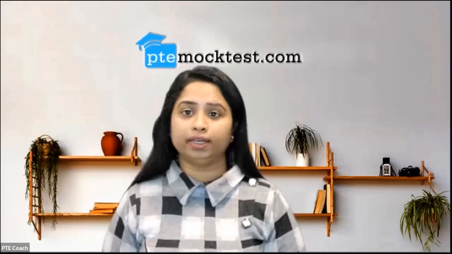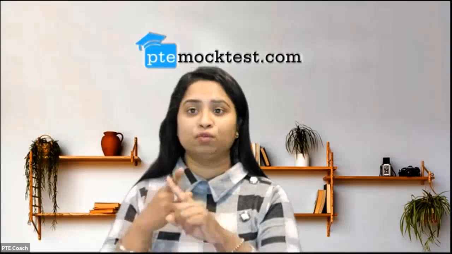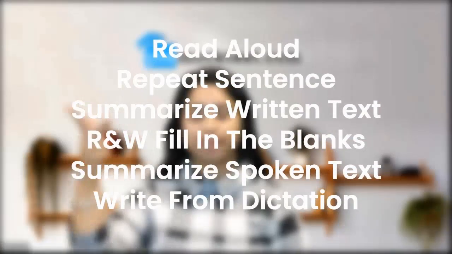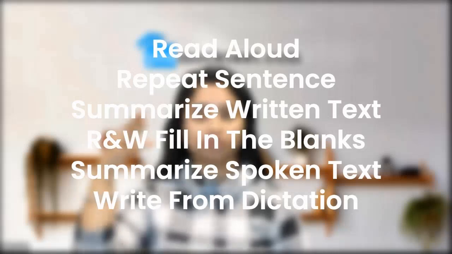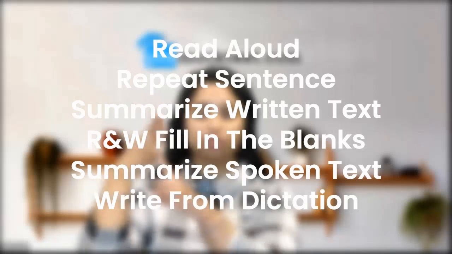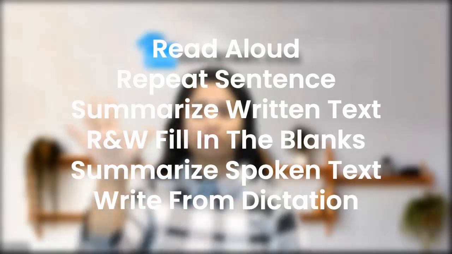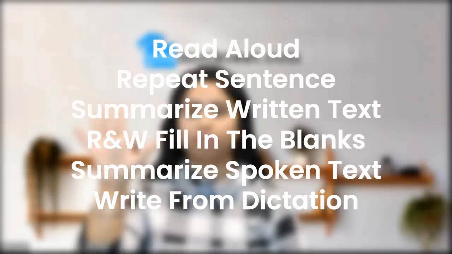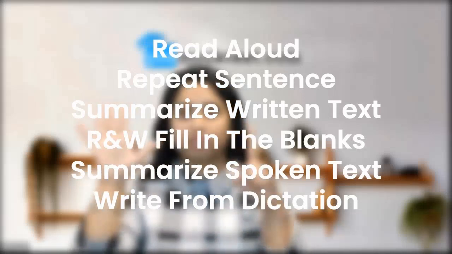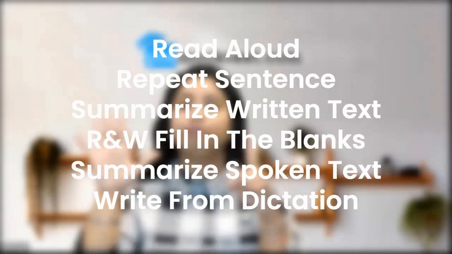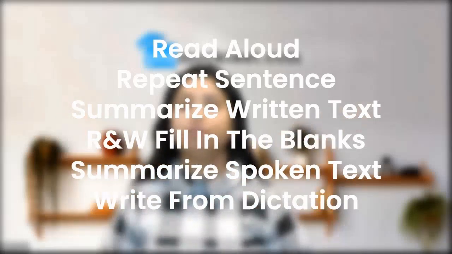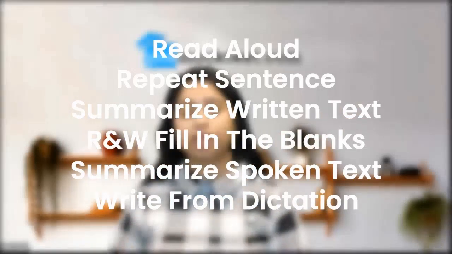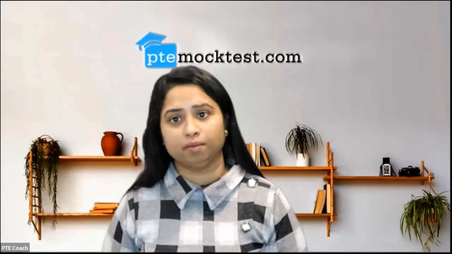Let me tell you one more time. First one is read aloud. Second one is your repeat sentences. Third one is your summarized written text. Fourth is your filling the blanks. Fifth one is your summarized spoken text. And the sixth one is your write from dictation. So these are your task types which are going to boost your full score in your PTE real exam.